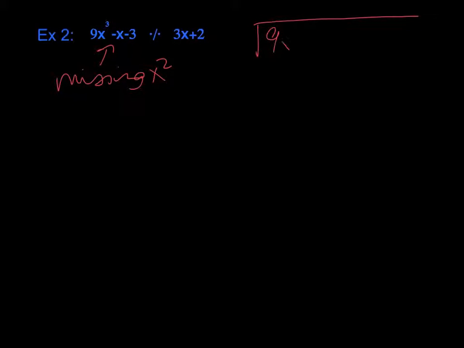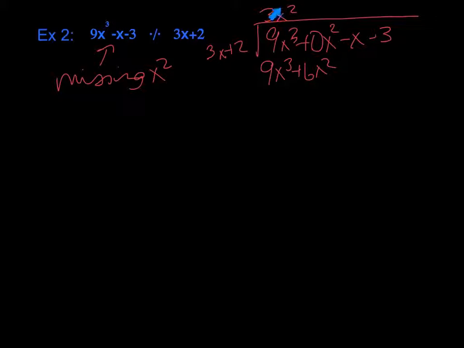So 9x cubed plus 0x squared minus x minus 3 divided by 3x plus 2. And then again, I'm going to do the same thing. Figure out what times 3x is 9x cubed. And that's going to be 3x squared. That'll give me 9x cubed plus 6x squared. I multiplied 3x squared times 3x gave me 9x cubed. 3x squared times 2 gave me 6x squared. Change the signs.